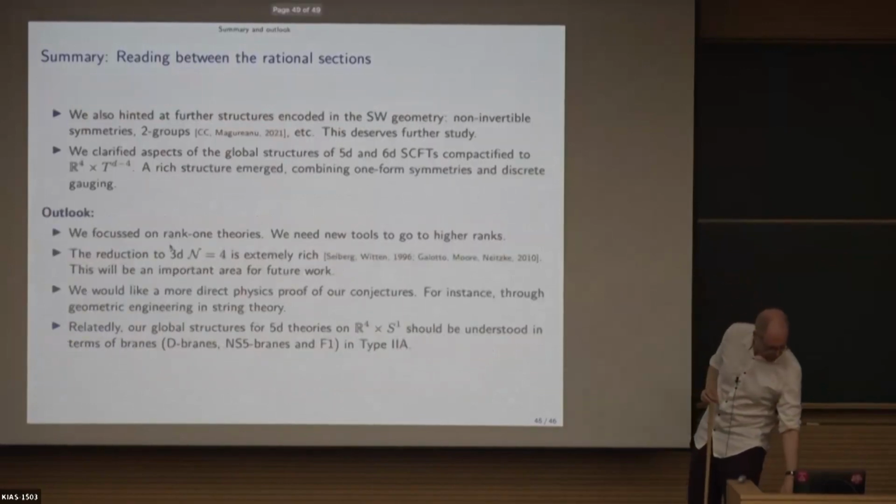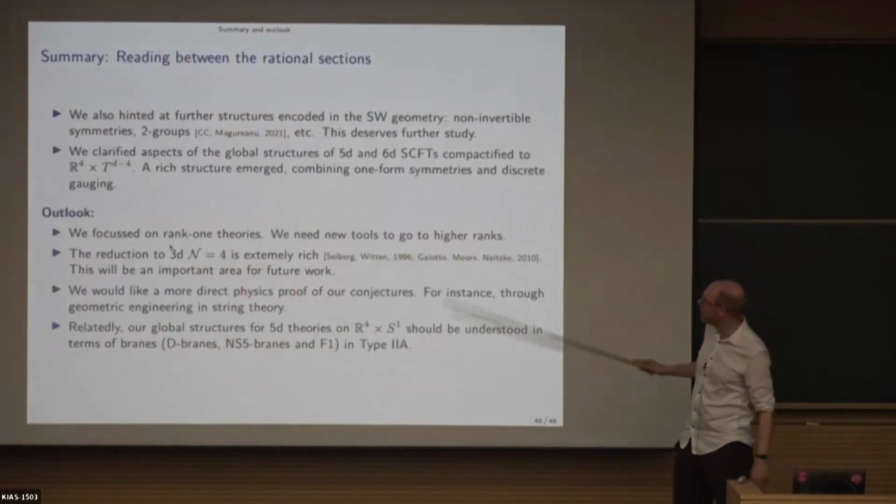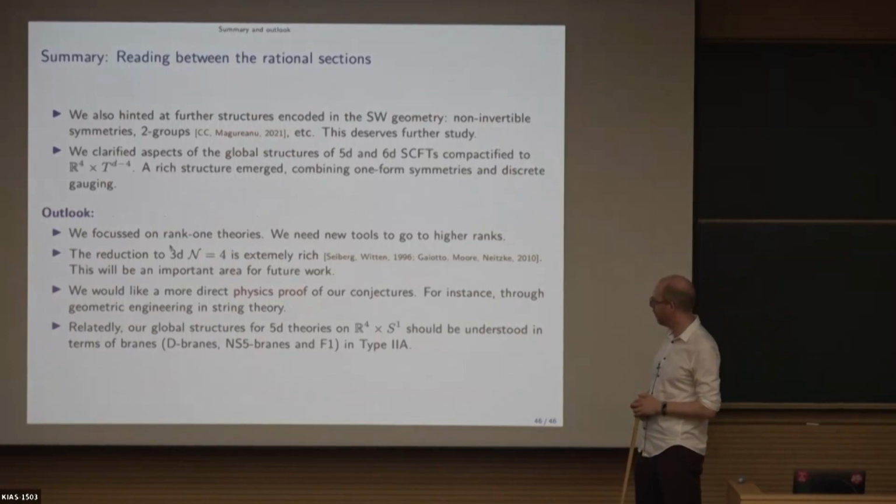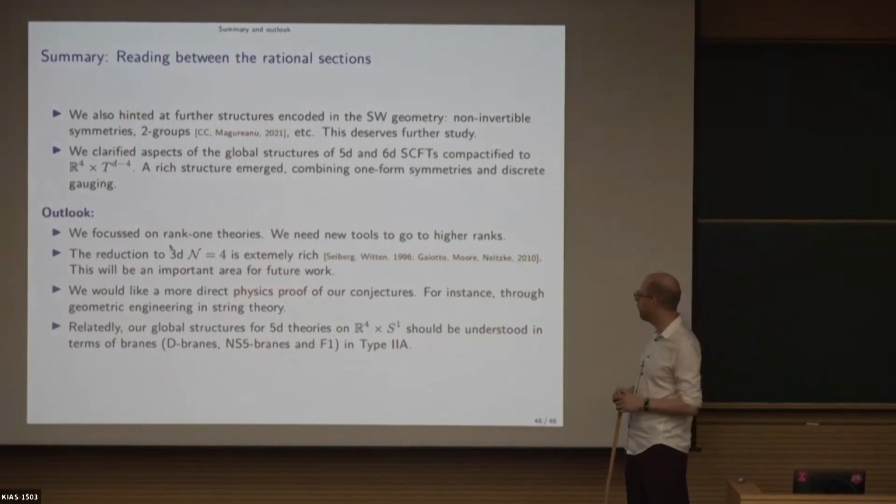So to conclude, we also hinted at further structure. There is some two-group structure hiding there too, and higher-form symmetries. So that's something for future work, certainly. Importantly, everything I said is very much tied to rank one, because I use elliptic curves and so on. So we certainly need new tools if we want to go to generic higher rank theories. There is also a reduction to 3D, which is extremely rich and important to understand better.